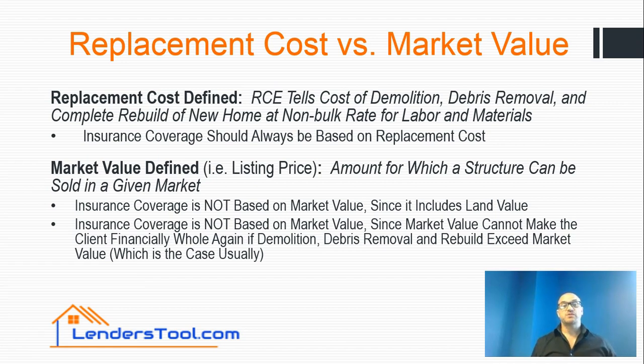So here's what we're going to talk about: replacement cost versus market value. A lot of times when I'm talking to clients, we're going to run into issues where they're thinking about market value, what they're buying the house for, and what it can be sold for in a given market. We want to worry about what it costs to handle the demolition, debris removal, and then a complete rebuild at a non-bulk rate for labor and materials. For insurance, you always want it based on that.